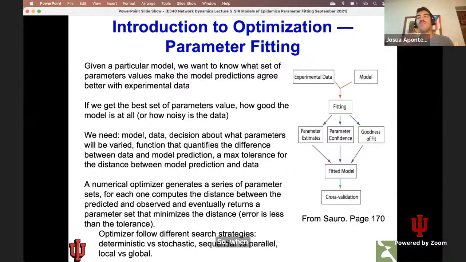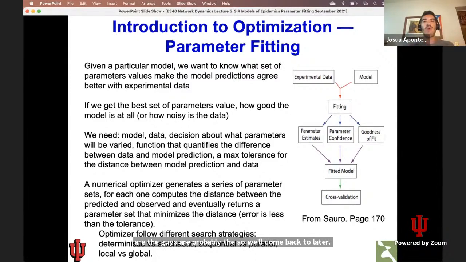And then once you fit your model to the data, there are also questions you can ask about your confidence in those values that you've estimated. How good is this parameter? Is the model good at all? Or, let's say your data is noisy, and whether it allows you to have some confidence in the values that you've estimated. Those are ideas that we will come back to later.